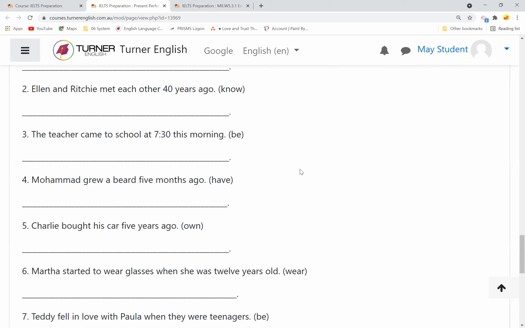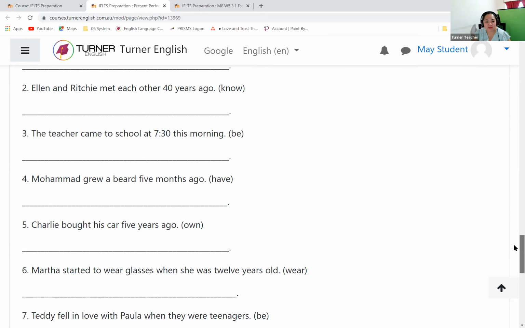Parminder, don't forget your S. Muhammad have had. Muhammad is only one, so it should be "has." Remember, singular subject. Muhammad has grown a beard. Okay, yes. Go ahead and move to Charlie when you're finished with Muhammad.